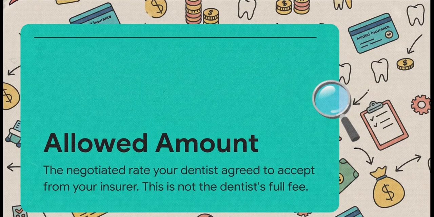So what are we actually looking for on this thing? The very first number you need to find is the allowed amount. This is the key. It's not our office's standard fee, it's that special, lower rate we agreed to because we're in network with that insurance plan. Every other calculation starts from this number.